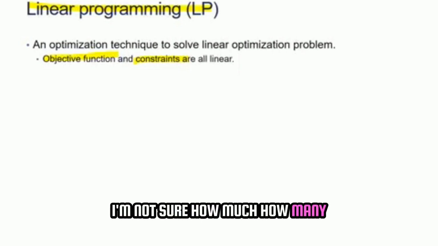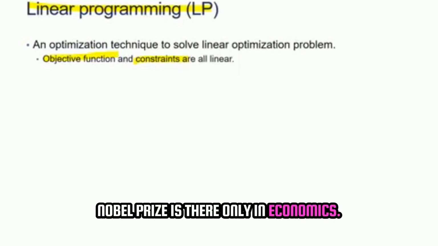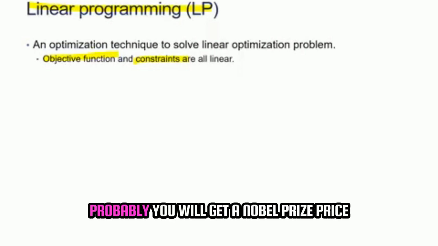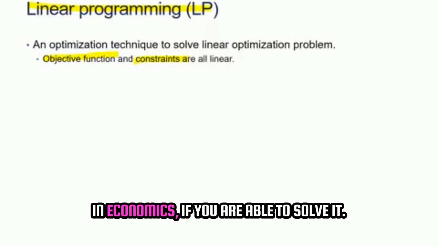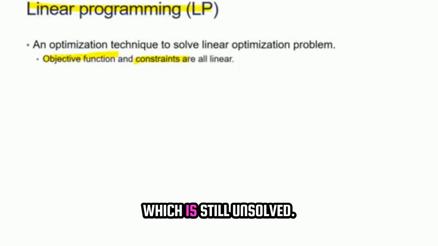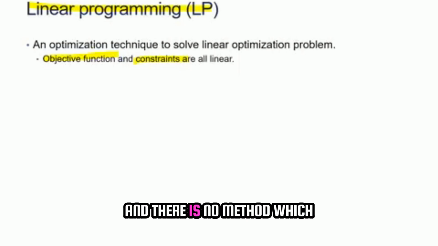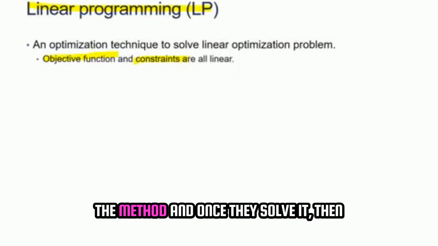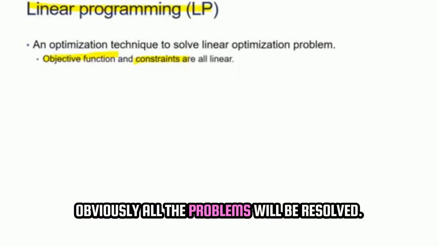I'm not sure how many of you know this, but there is no Nobel Prize in mathematics. The Nobel Prize is there only in economics. So most people solve mathematics problems in terms of economics. If you are able to guarantee that, then probably you will get a Nobel Prize in economics. This is a very big research problem which is still unsolved, and there is no method which can guarantee it as of now. It is specifically for mathematicians who are still struggling to find the method. Once they solve it, obviously all the problems will be resolved.